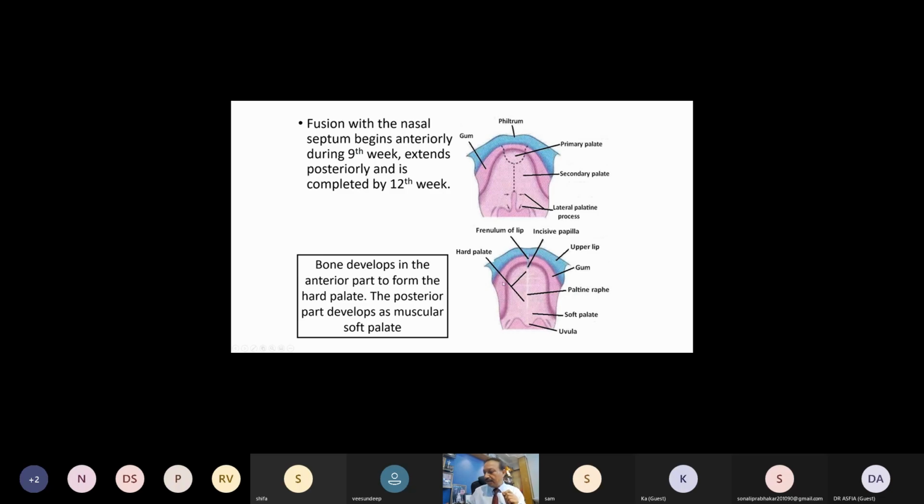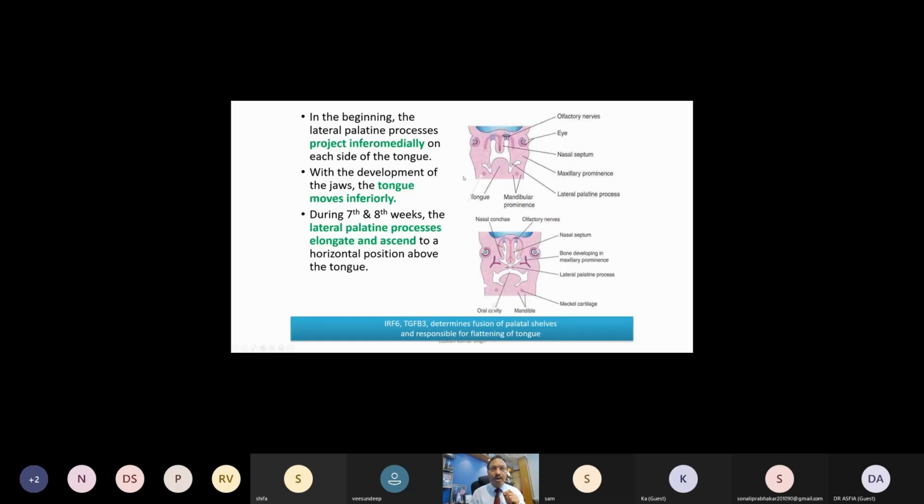Now this septum can unite on only one side. It may not unite from either side, and then it will give rise to a cleft. So we will see some more pictures. Again, there are genes which determine the fusion of the palatal shelves and are responsible for the flattening of the tongue. So the flattening of the tongue permits the lateral palatine processes to go up, become horizontal, fuse with each other, and also fuse with the vomer.